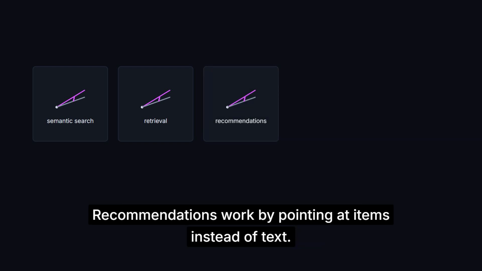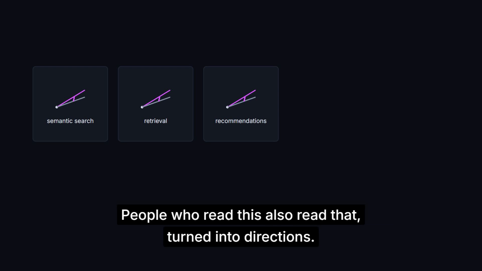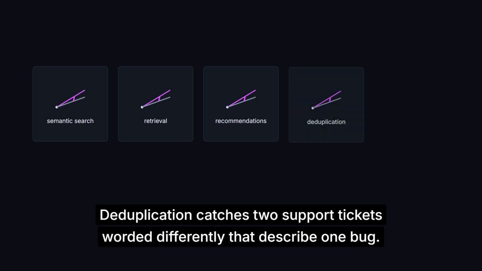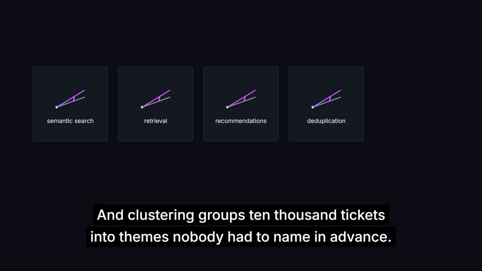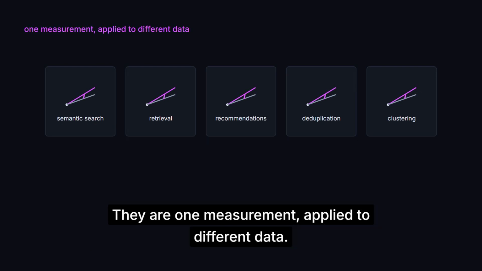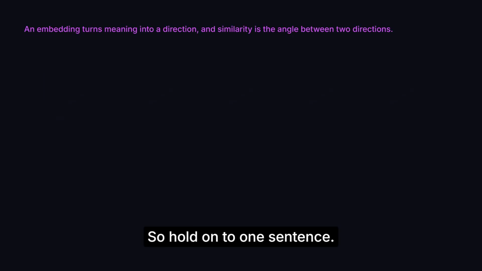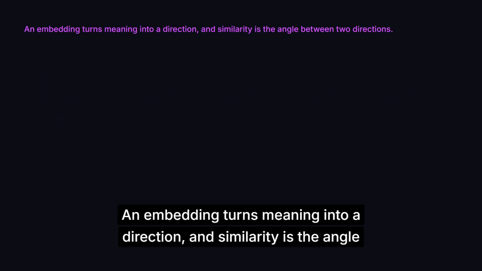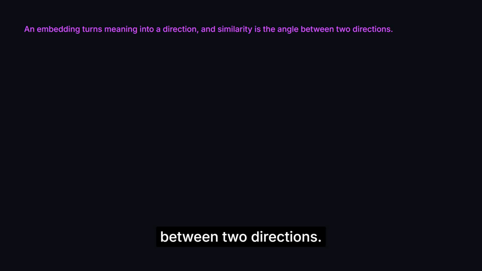Recommendations work by pointing at items instead of text. People who read this also read that, turned into directions. Deduplication catches 2 support tickets worded differently that describe one bug. And clustering groups 10,000 tickets into themes nobody had to name in advance. They are one measurement, applied to different data. So hold on to one sentence. An embedding turns meaning into a direction, and similarity is the angle between 2 directions. Not shared keywords, not edit distance, not string length, an angle.